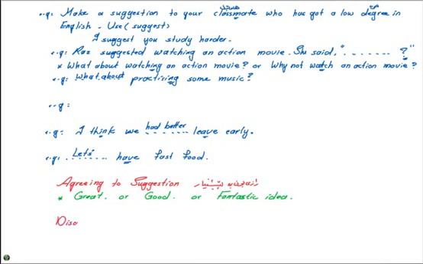For disagreeing to a suggestion, we usually use one of these expressions. Maybe not. Or no, I don't think so. Or I'm not sure. Maybe not, or no, I don't think so, or I'm not sure.